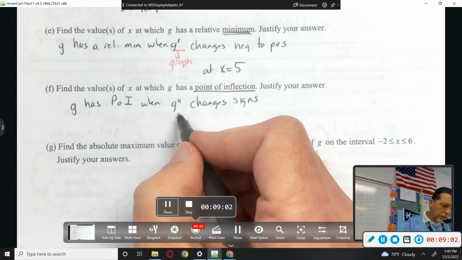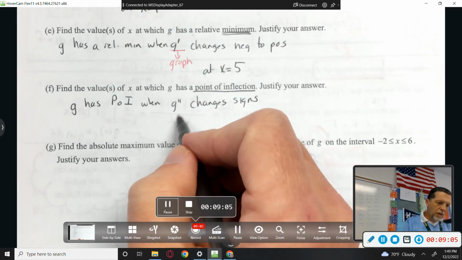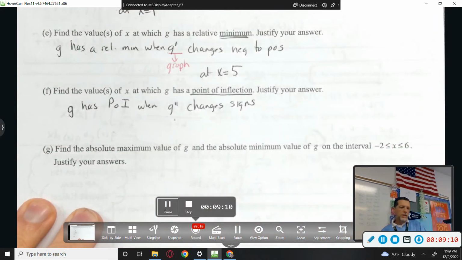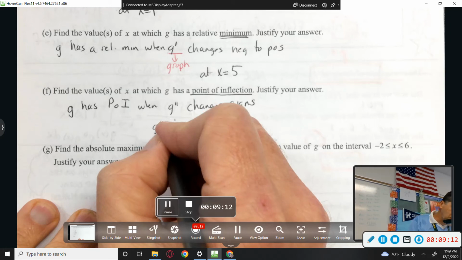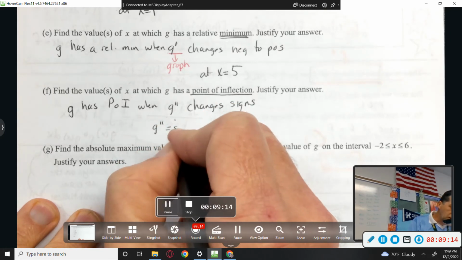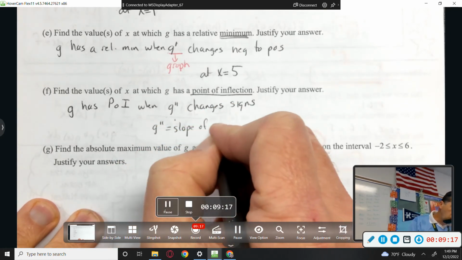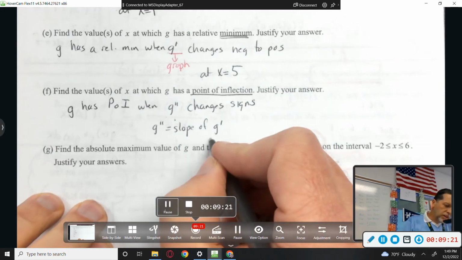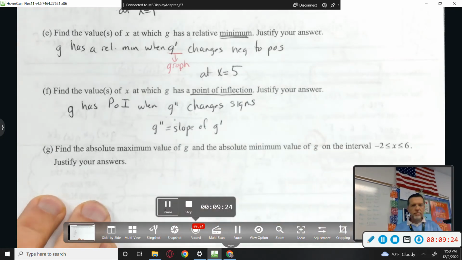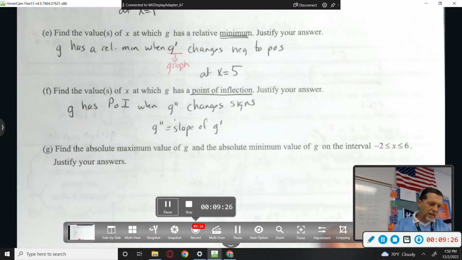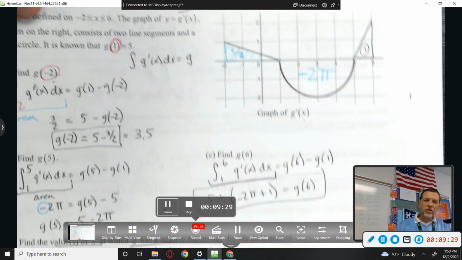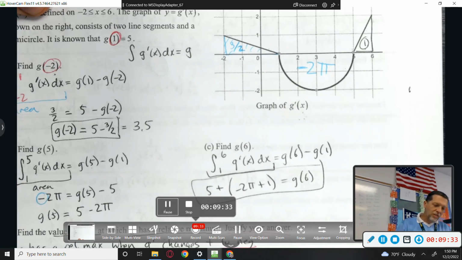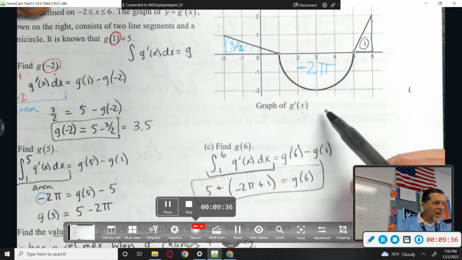So G double prime. Okay, but I don't have anything about G double prime. It's the slope of G prime, not the graph of G prime. So I should probably say that: G double prime is the slope of G prime. And I have the graph of G prime, so the slope of the graph. I could write that out, or what I have is fine. So where does the slope change signs? It changes a lot of places, but where does it change signs?